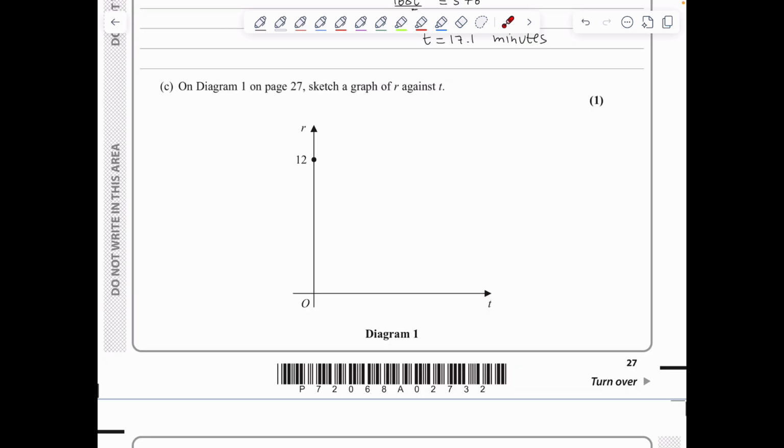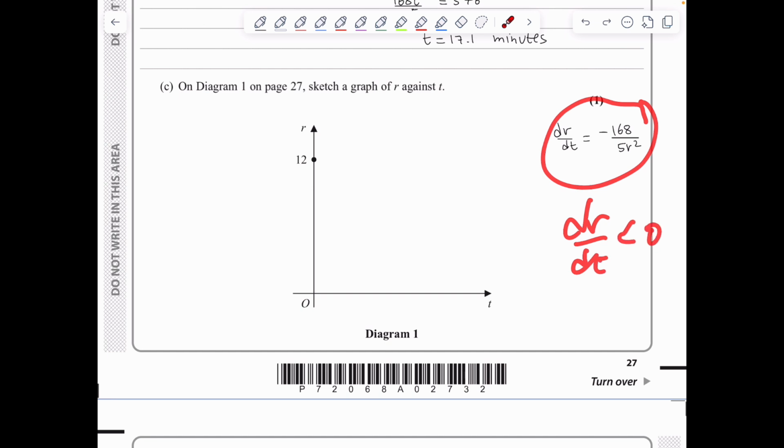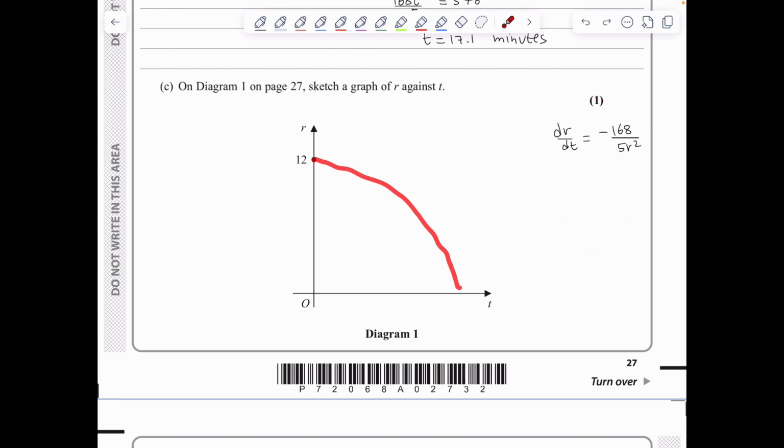In part C, we need to sketch a graph of r against t. Well, we know that dr/dt is minus 168 over 5r squared. What we care about from this information is that dr/dt is always negative, so we will be drawing something that keeps decreasing, and we know that after 17.1 minutes r will be 0, so it should be something like this with the 17.1 marked on the t-axis.